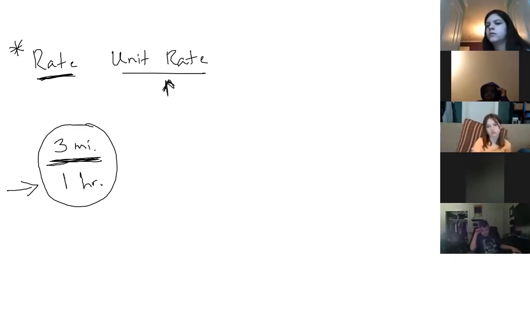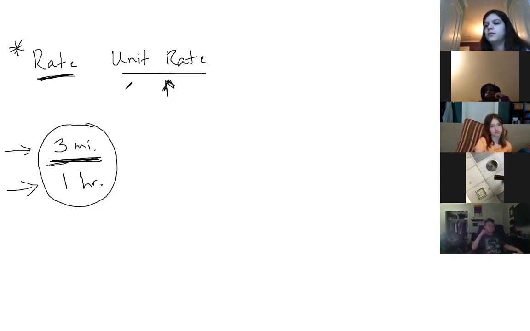So I'm going in my little bike or whatever, and I look down at my watch and 1 hour has passed. How far have I gone? I have gone 3 total miles, right? So what is my unit? What's a unit? Well, that's just the type of measurement we're dealing with. A unit rate, 3 miles per hour.